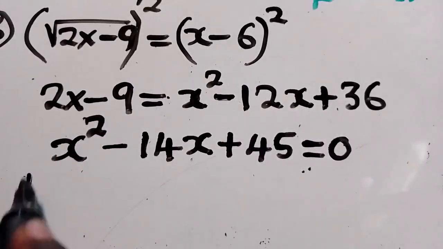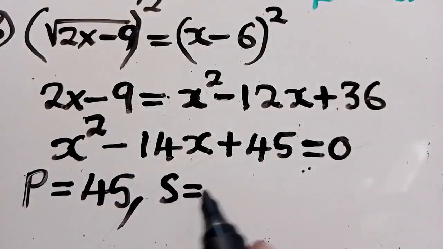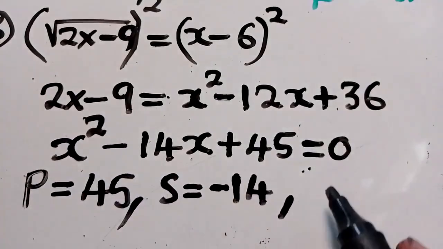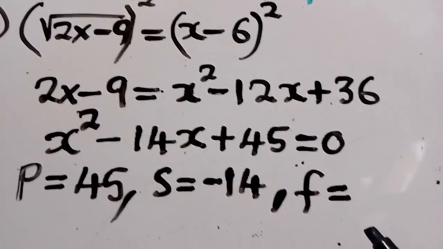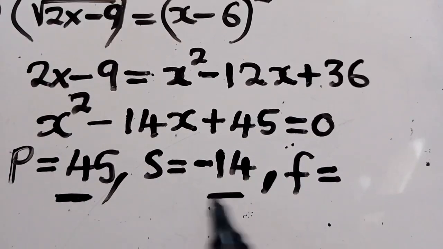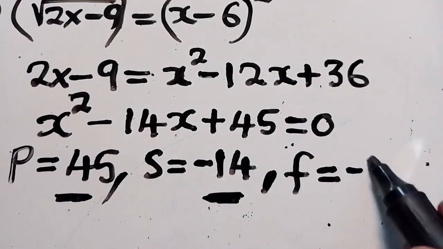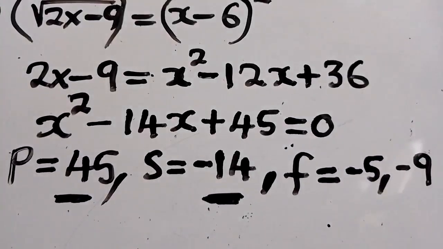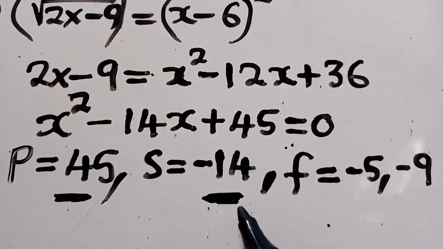So what is my product? My product is 45. What is my sum? My sum is negative 14. What factors am I supposed to have? Two numbers that I can multiply to get 45 and if I add them, I get negative 14. They are negative 5 and negative 9. Multiply these, you get 45. Add these, you get negative 14.